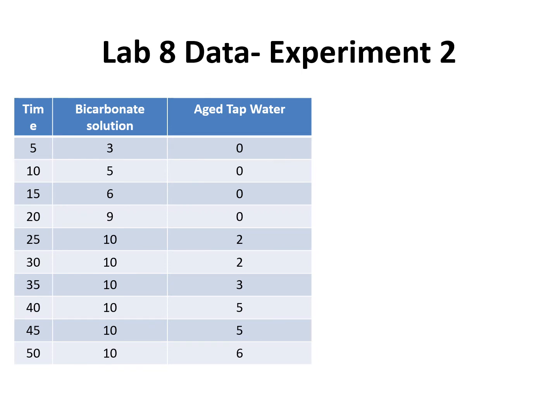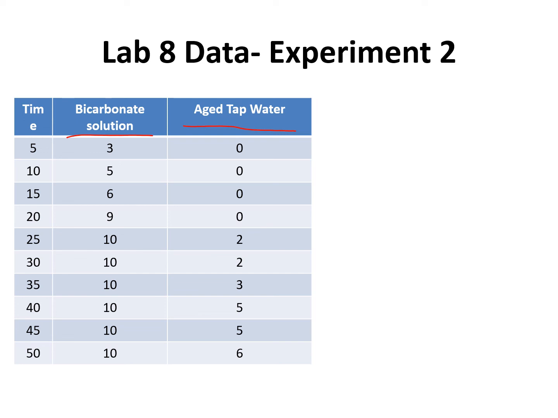So what you would have done is do this procedure using a bicarbonate solution, and then you would have had a separate group of leaf discs where you would have infiltrated with the aged tap water. You would have put both of those beakers under the grow light and then check them every 5 minutes. And you would check them to see how many leaf discs were floating. So this is the set of data that you should use for your experiment.